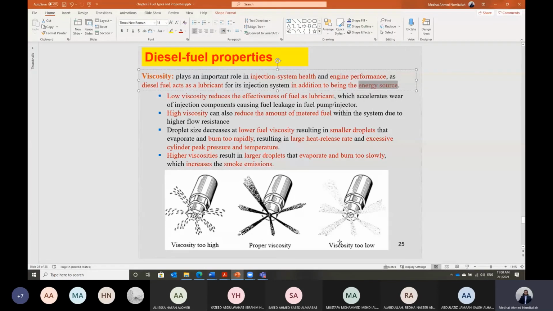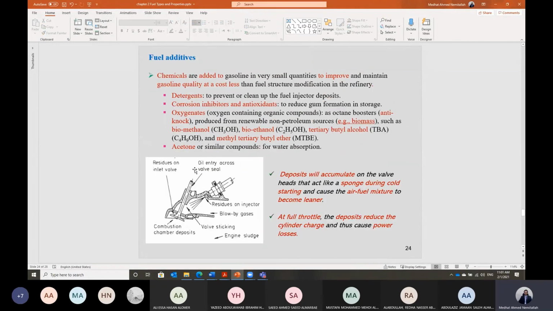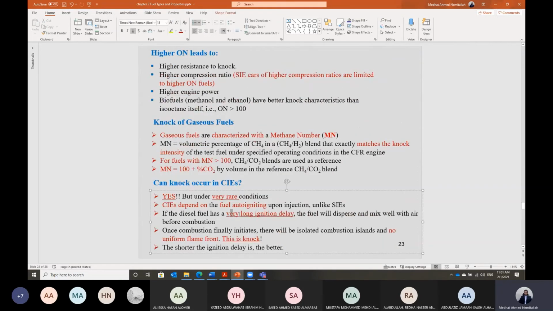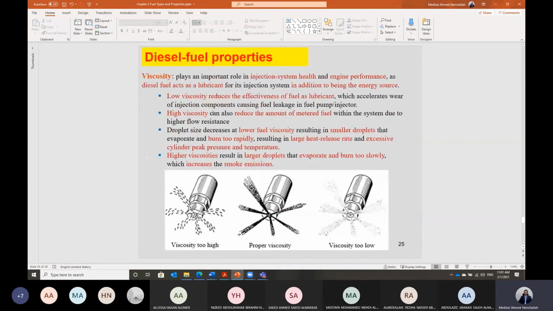So if the fuel has a very low viscosity, that means the effectiveness of the fuel as a lubricant will be reduced, because it is a very light liquid. It cannot absorb heat or act as a lubricant in this case. And on the opposite, if the fuel has higher viscosity, the fuel will be injected in big droplets. It cannot mix easily with the air inside the combustion chamber, and it will result in a higher ignition delay period, which means we may have engine knock in the diesel engine. So if we have lower viscosity, the fuel does not act well as a lubricant.